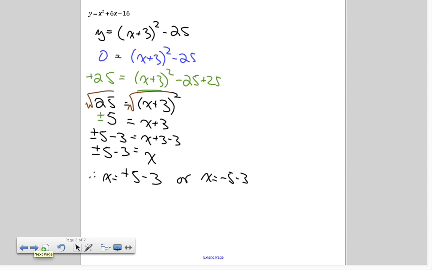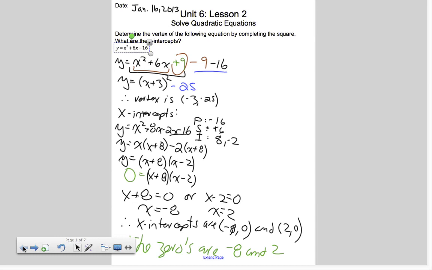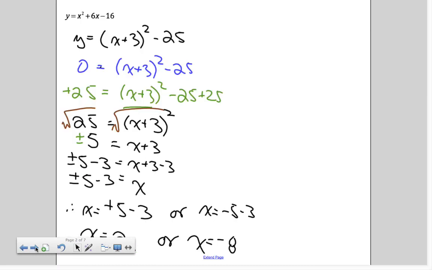Everybody see that? So those are your zeros. I took that plus and minus, two different numbers there, so I separated it into the "or". We got plus 5 minus 3 here, so that's one value of x to make this 0. Or the other one is minus 5 minus 3. So therefore we have x is equal to 2, or x is equal to minus 8. Is that not the same answer we got by factoring? Yes, that's what it is. Okay?